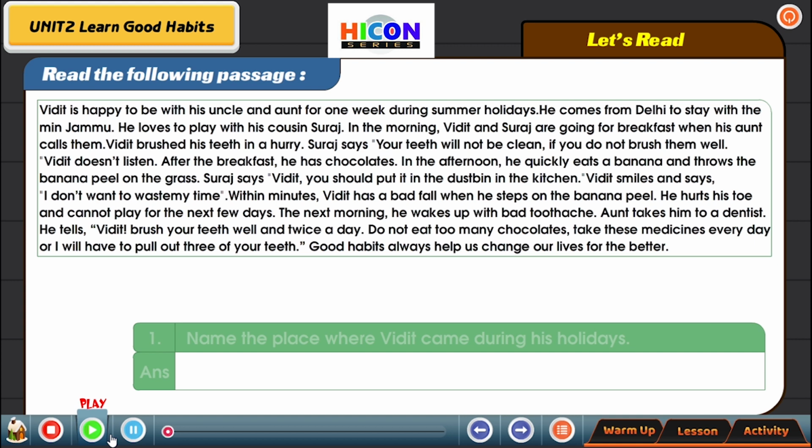Vidit is happy to be with his uncle and aunt for 1 week during summer holidays. He comes from Delhi to stay with them in Jammu. It's a problem here. Delhi to stay with them in Jammu. He loves to play with his cousin Suraj. In the morning, Vidit and Suraj are going for breakfast when his aunt calls them. Vidit brushed his teeth in a hurry.